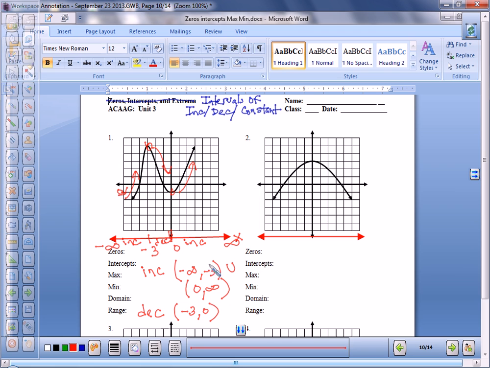Oh, we only have one extrema, right? Right here at 0. So what happens from -infinity to 0? Increasing. And what happens from 0 to infinity? Decreasing. So we have an increasing interval from -infinity to 0 and a decreasing interval from 0 to infinity. All right, you try 3 and 4.